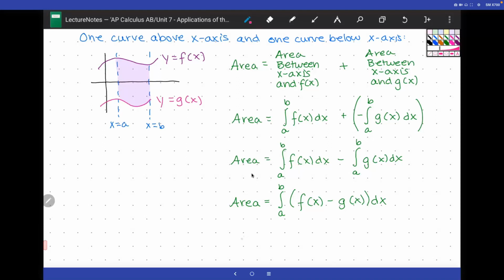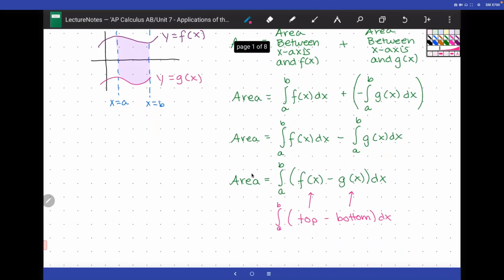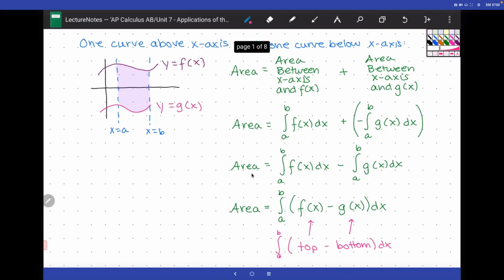So then this time, looking at the relationship between f and g, f is the top and g is the bottom. Oh wait, what we got above, that's good. It's still just top minus bottom. So luckily we don't have two different things to remember there. Any questions about that?